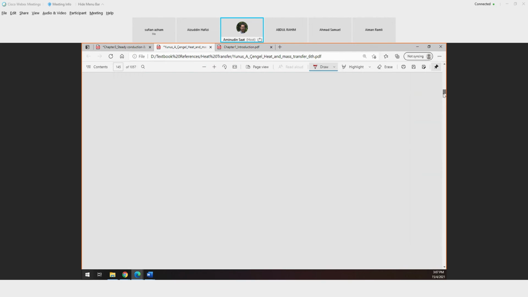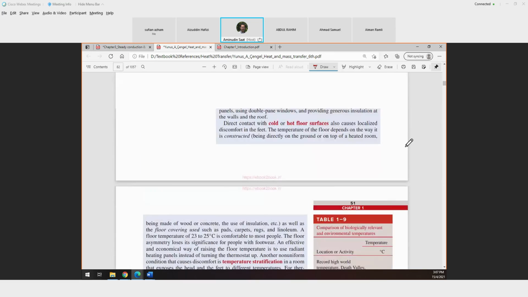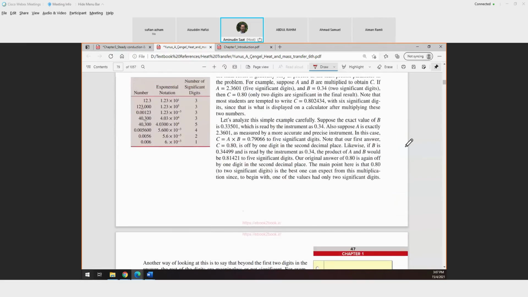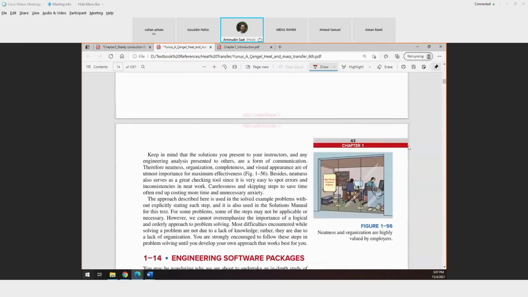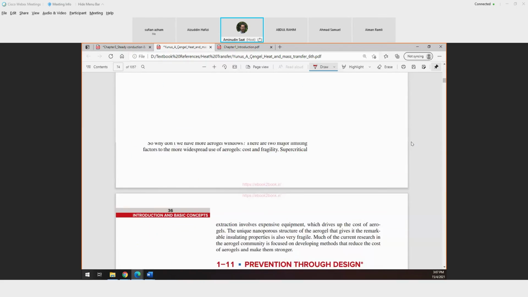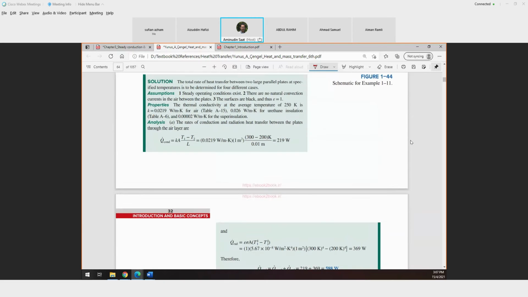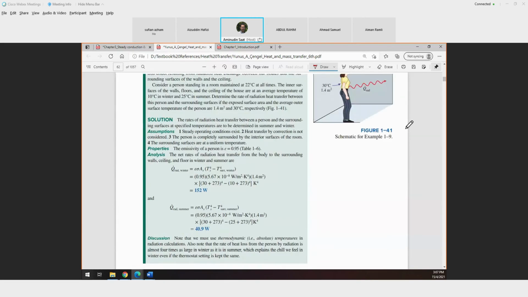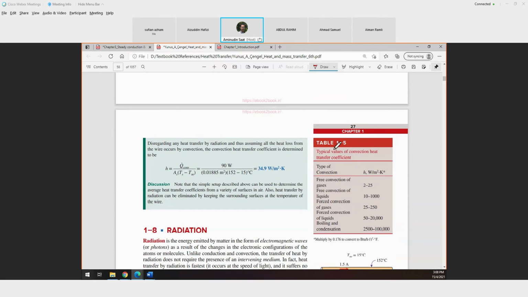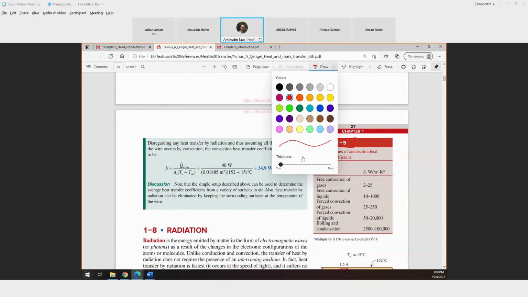I need to show you in chapter 1. In section 1.7, when you talk about convection, there is a table showing the typical values. Yeah, this one, Table 1.5. A good question actually: your friend is asking how to know whether you need to neglect the radiation or not.